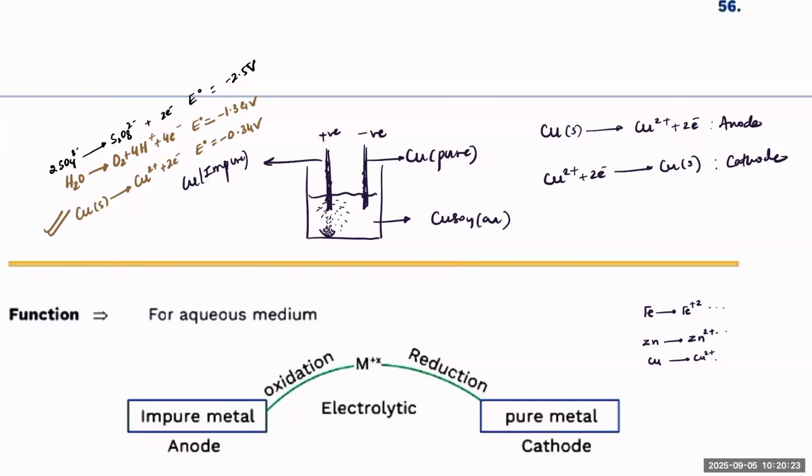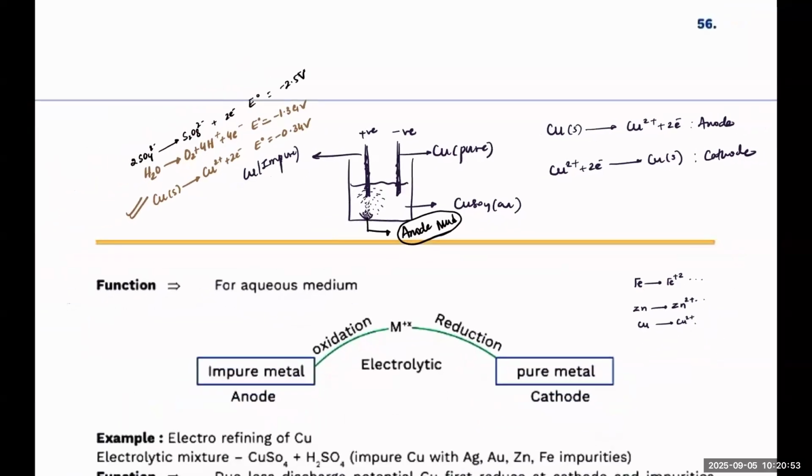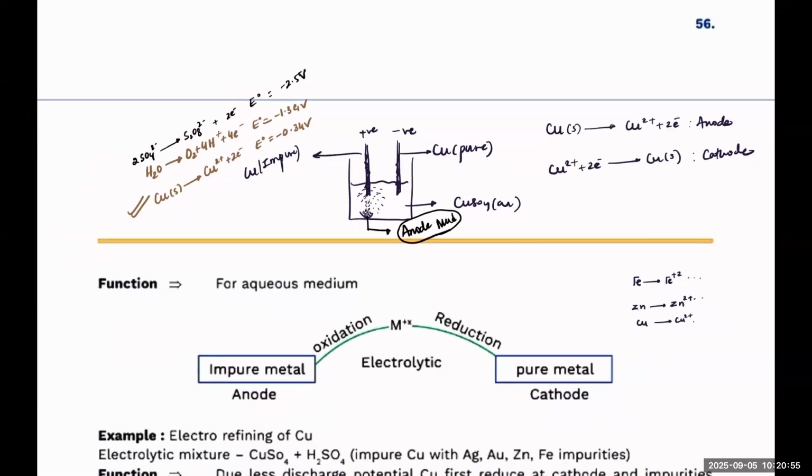So what are the possible metals that could be present here? The metals present here would be silver, gold, and platinum. Platinum, silver, and gold can be found at this position; this is called anode mud. Understood?